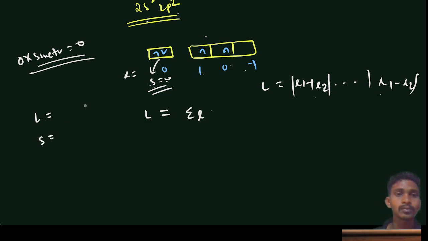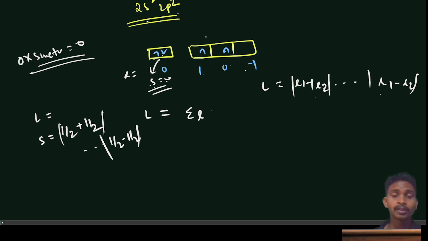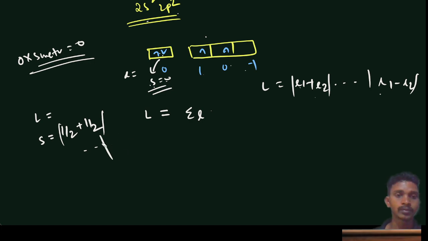Similarly for s value, that is the summation of half plus half. If it is fully filled, then this again gets cancelled. If it is half filled, in that case we can calculate the s value, that is half plus half and half minus half. If it is not fully filled, but here it is fully filled, so this again gets cancelled out.